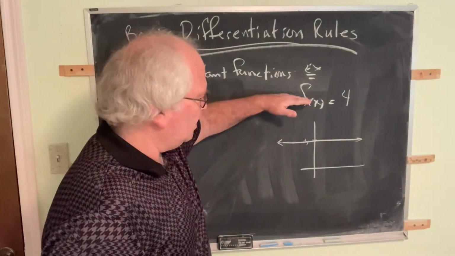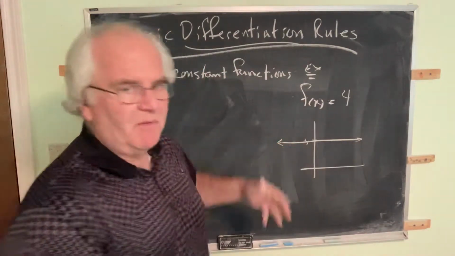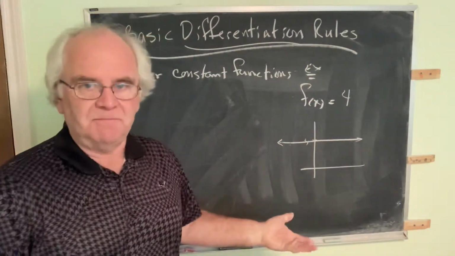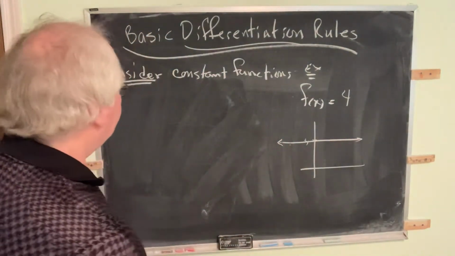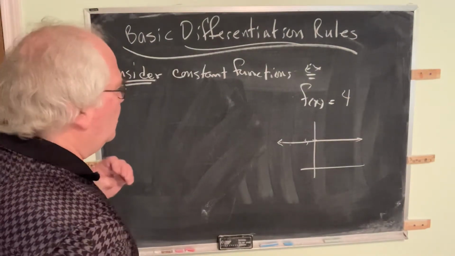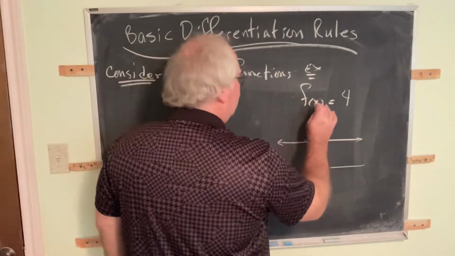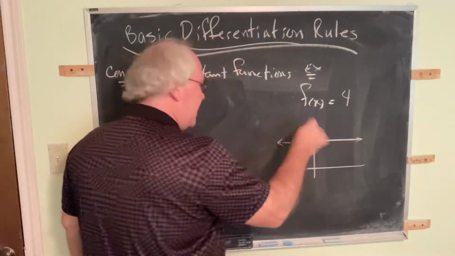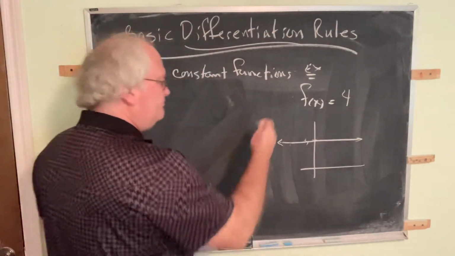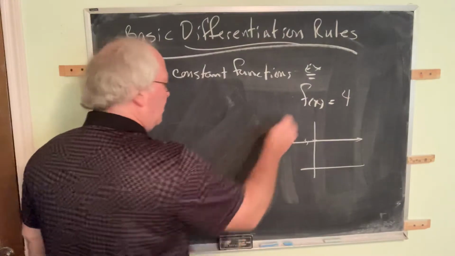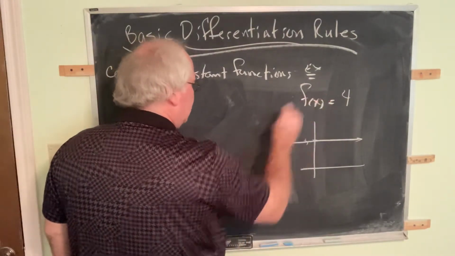So the function f of x is equal to 4 is here, and we want to talk about what is the derivative of that function, all right? And so understand that when we talk about this function, let's make sure that we all are familiar or refamiliarize ourselves with this.